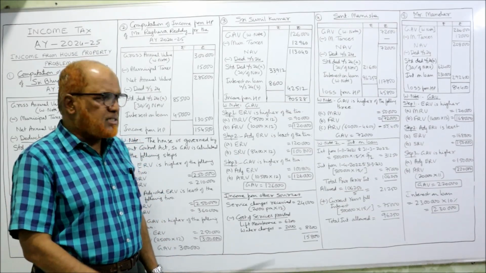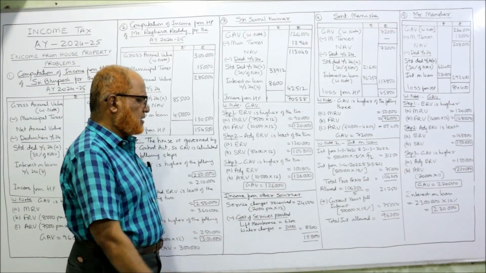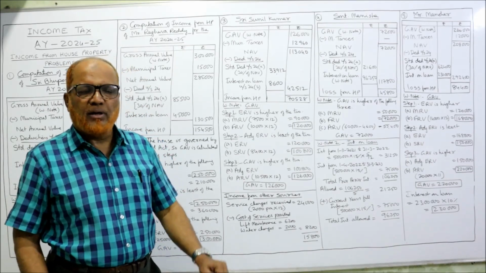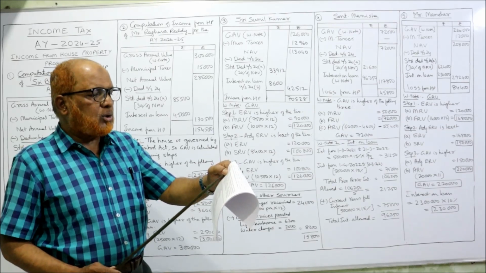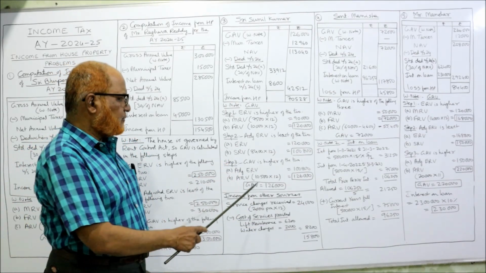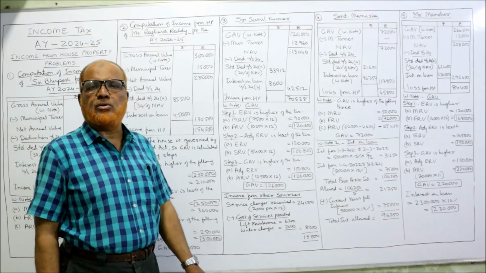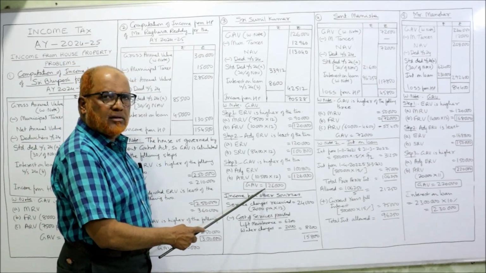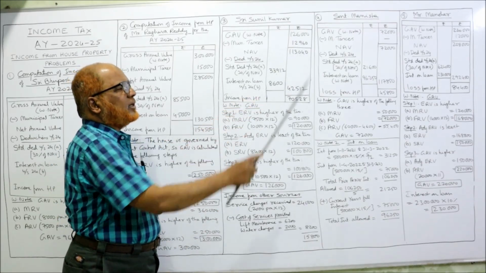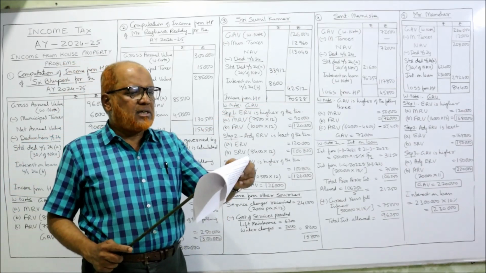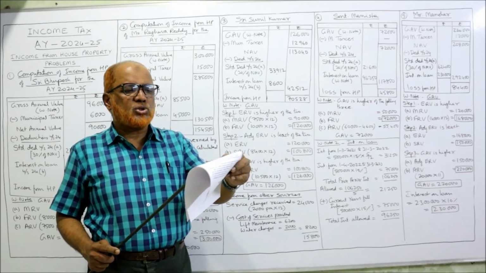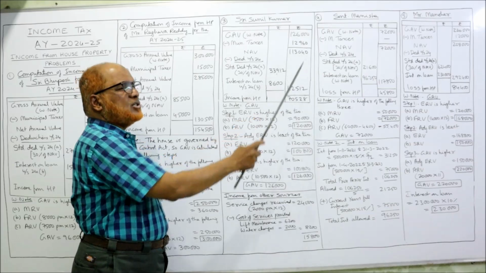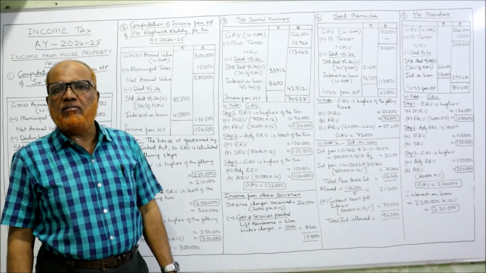The first is adjusted ERV 1,800. Secondly, ARV, actual rental value, 10,500 into 12. It comes to 1,26,000. Whichever is higher, so 126,000 is higher. So GAV is 1,26,000. Municipal taxes given in the problem, local taxes 12,960. Deduct 12,960, we get 113,040. This is the net annual value.